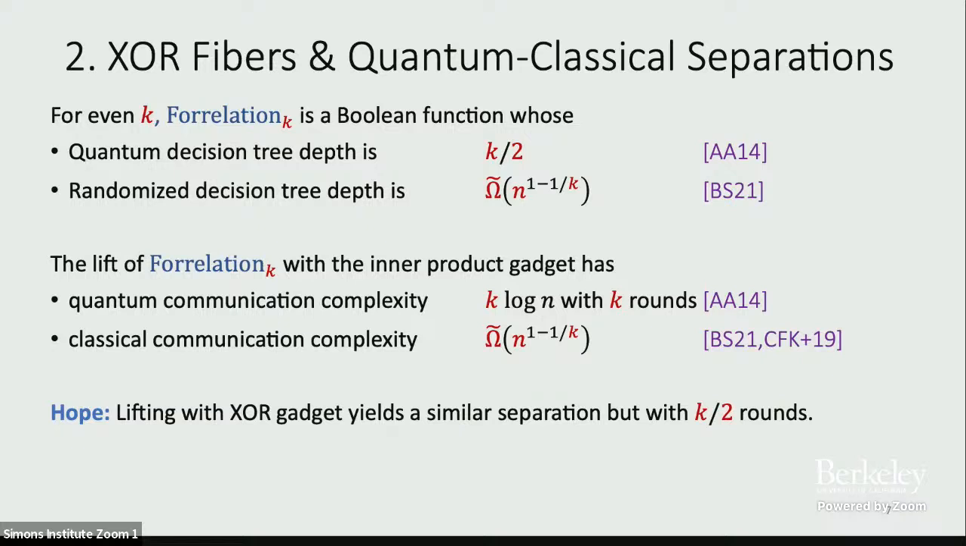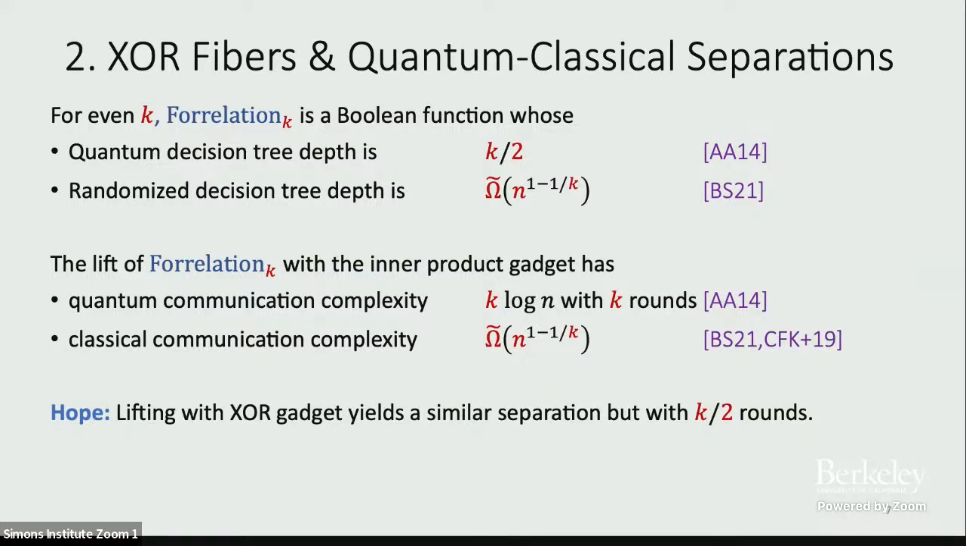The second connection is to quantum versus classical separations in communication complexity. For this, let me start by telling you the situation in query complexity. In query complexity, there's this problem called the k-fold correlation problem. This problem was used to separate quantum query complexity and classical query complexity. In particular, it was shown that this problem has a quantum protocol with k over 2 queries, but every randomized protocol requires about n to the 1 minus 1 over k queries.